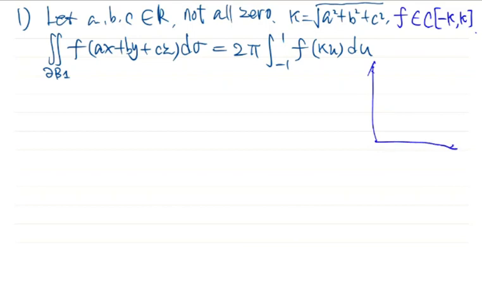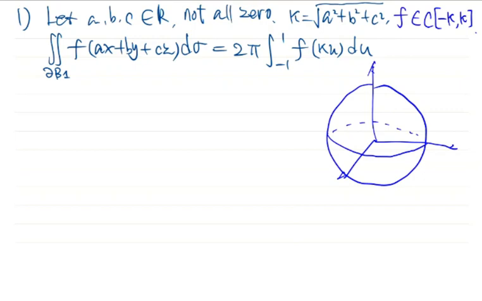So this is the sphere, and (A, B, C) is a direction, and we are required to compute the integral of this function of x, y, z. This is a composition of u equal to ax plus by plus cz, composed with the single variable function f. How to compute this?